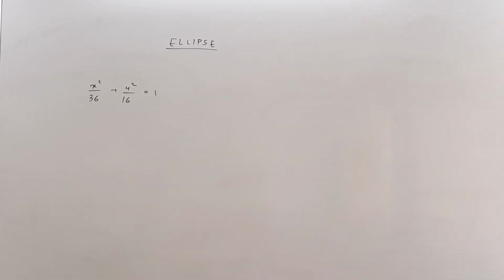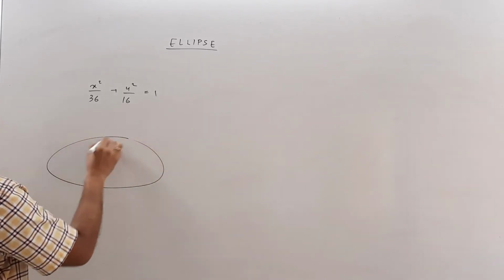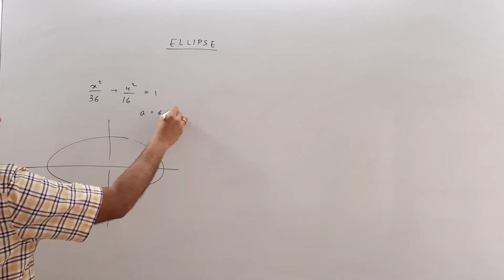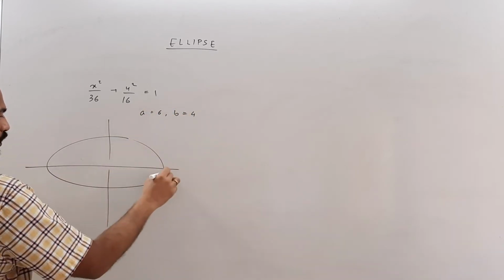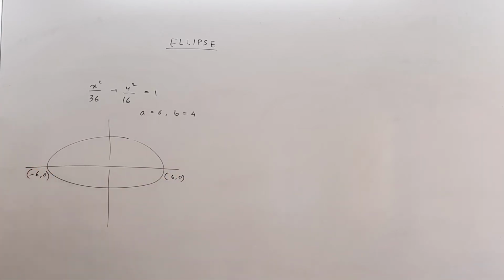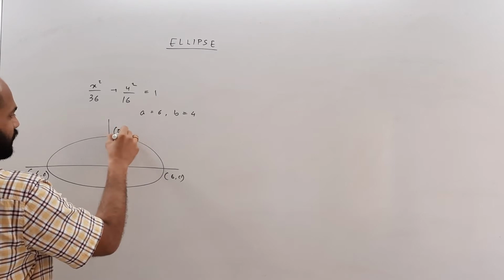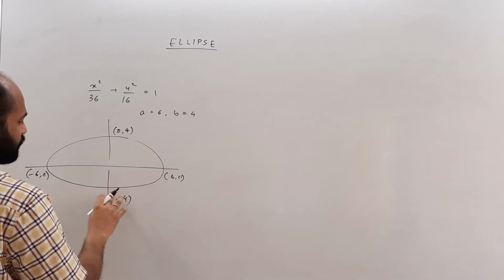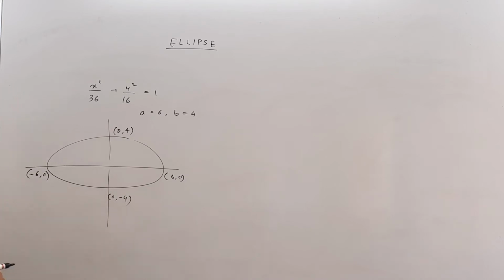Now this is the ellipse that is given to us, and we can very well locate this ellipse now. So we know that a is 6 and b is 4. So this is going to be 6 comma 0. This is however going to be minus 6 comma 0. This is going to be 0 comma 4, and this is going to be 0 comma minus 4. This is 0 comma 0.